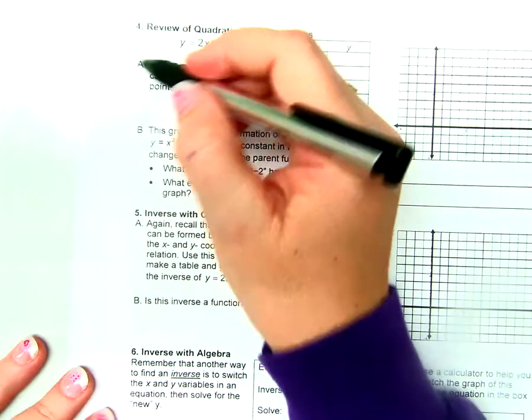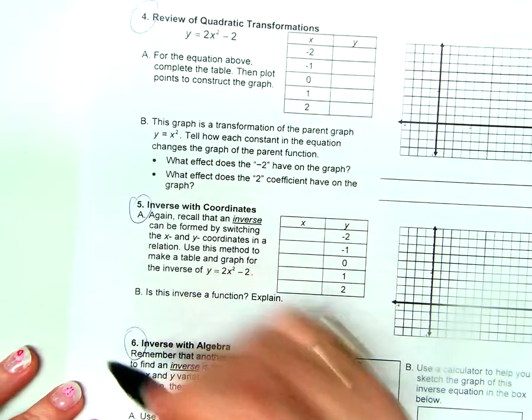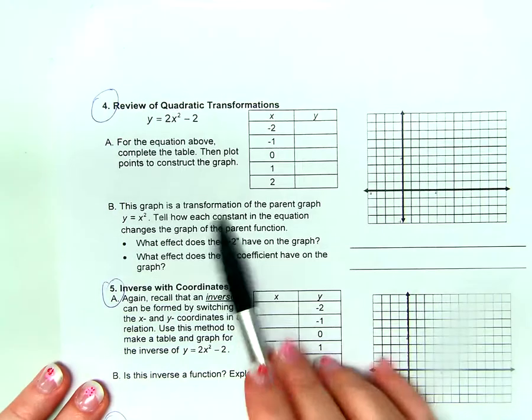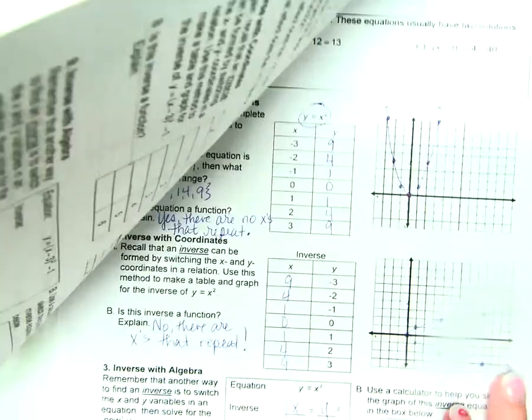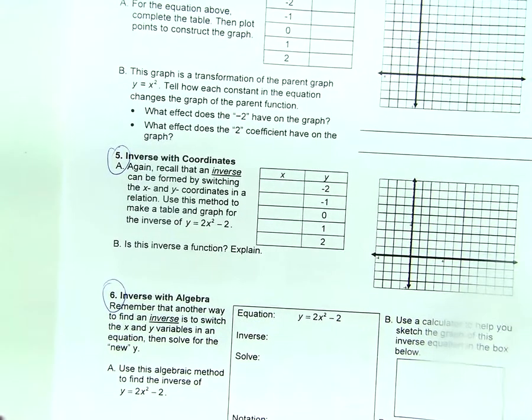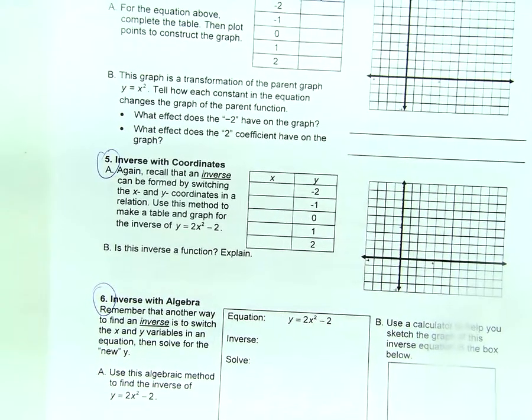So for homework tonight, you're going to do 4, 5, and 6. 4 is similar to 1. 5 is similar to 2. 6 is similar to 3. So look back if you need to. They are slightly different though, so just be careful. Now look at the transformations page, please.